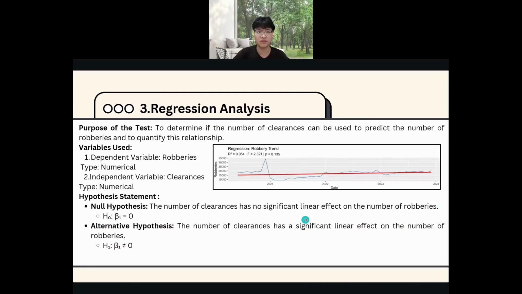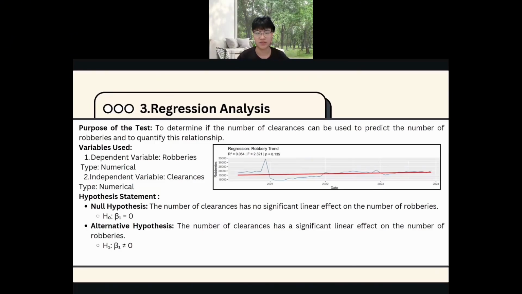Let's proceed to the next analysis, which is regression analysis. The purpose of this test is to determine whether the number of clearances can be used to predict the number of robberies and to quantify this relationship. Let me explain the variables used. First, the dependent variable is robberies, and the type is numerical, while the second one, the independent variable, is clearance. The type is numerical.